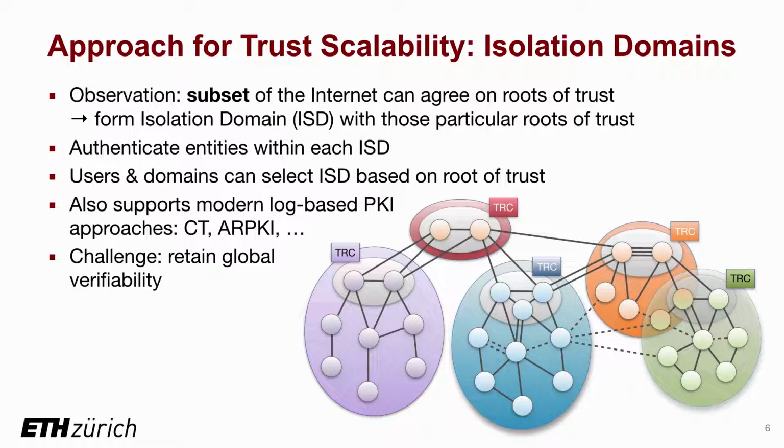And this approach can also support modern PKI approaches, such as certificate transparency or the attack-resilient PKI, which we also make use of in SCION. The challenge of splitting up roots of trust in this way is to retain global verifiability, and we'll see in a minute how SCION can achieve this.